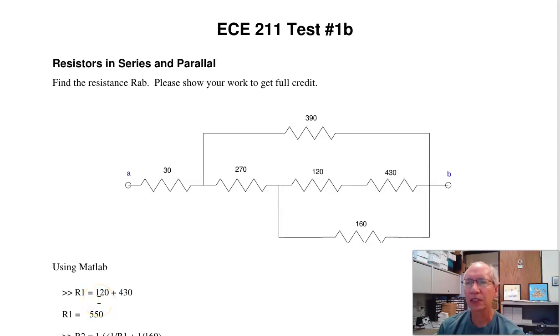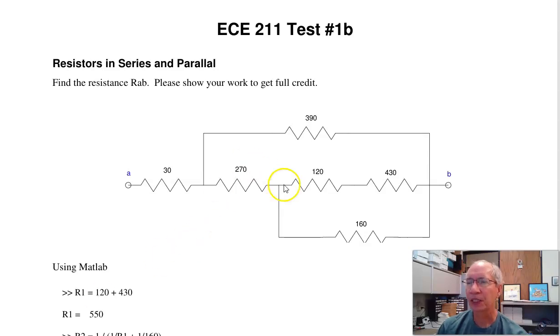Here are solutions to ECE 211, test number 1. This test looks at Kirchhoff's laws, resistor networks, voltage division, and current division. So the first problem is, given this resistor circuit, find the resistance between A and B.